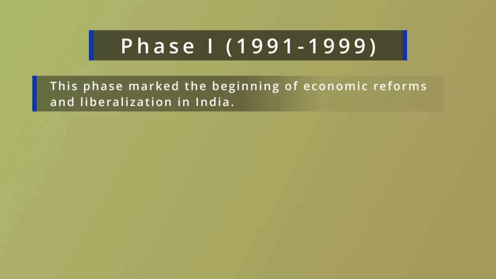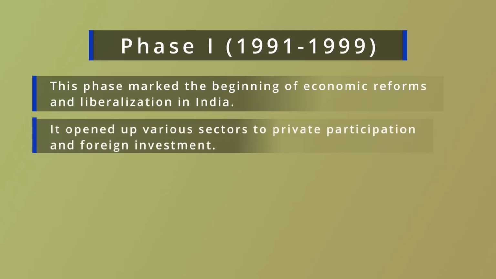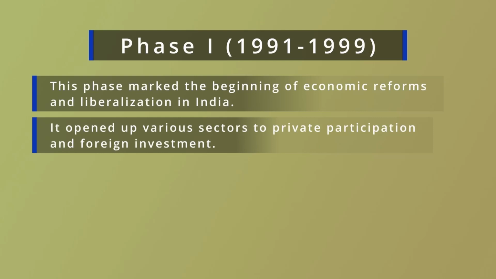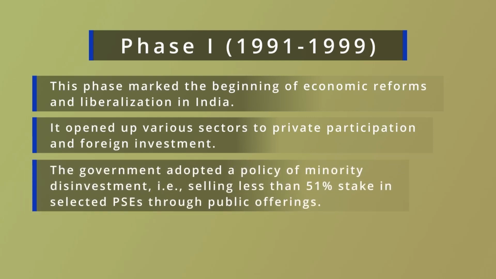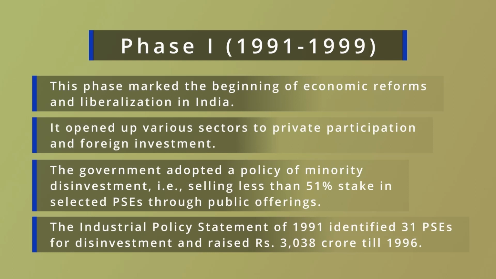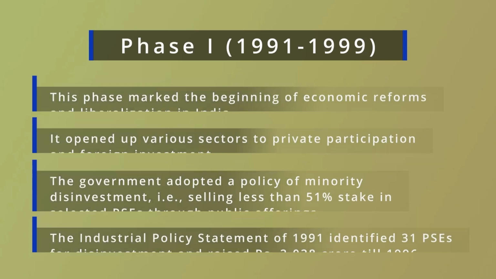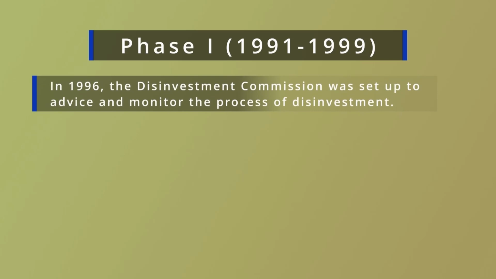This phase marked the beginning of the economic reforms and the liberalization in India, and it opened up various sectors to private participation and foreign investment. The government adopted a policy of minority disinvestment, that means selling less than 51% shares of the selected public sector enterprises. And the industrial policy statement of 1991 identified 31 public sector enterprises for disinvestment and raised rupees 3038 crore till 1996. And in the year 1996, the government established the Disinvestment Commission to advise and monitor the process of disinvestment.